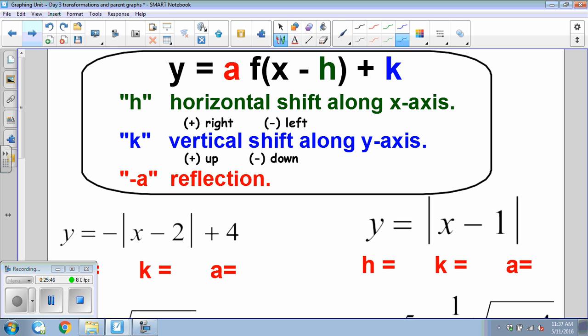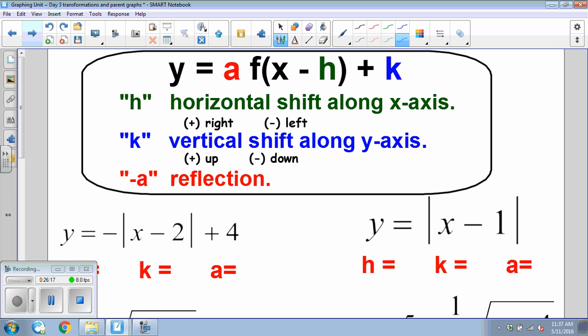When you get to pre-cal, you'll learn some things about how that value changes that graph. It's either going to shrink it or stretch it. Okay, but we're not doing that. All we're doing is telling whether it's a reflection or not. So for each one of these functions, we're going to pick out what h is, what k is, and what a is. And then we're going to describe what that did to the original function.